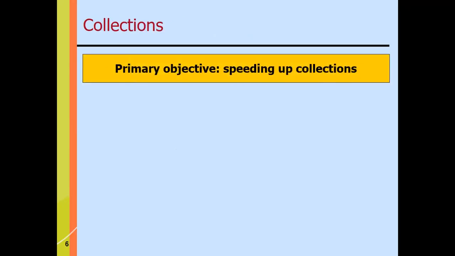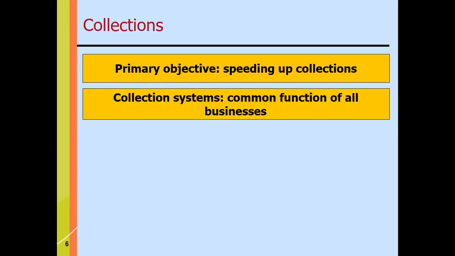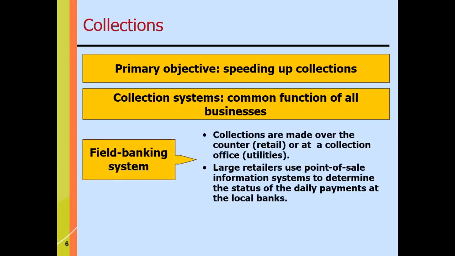Then the collection. The primary objective is for us to have speedy collections. So fast and quick collections, speeding up collections. That's why in the previous topic we discussed the average collection period that should be shortened as much as possible. Then collection systems are common functions of all businesses.